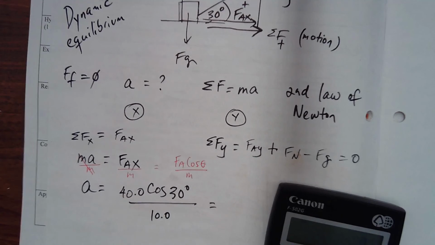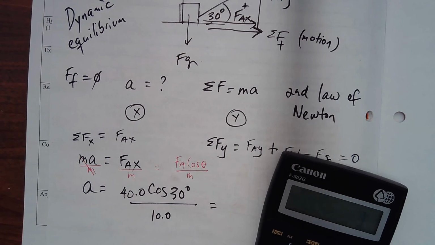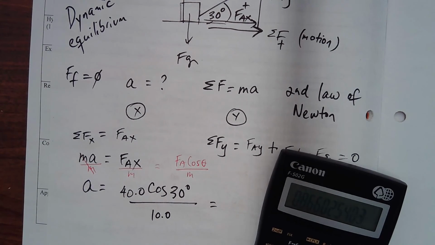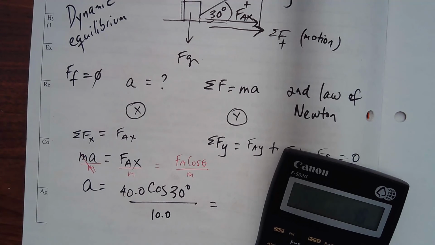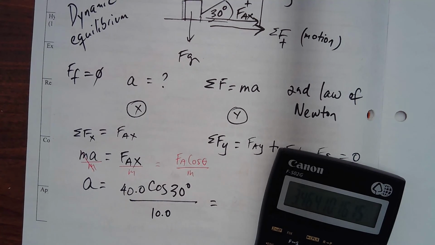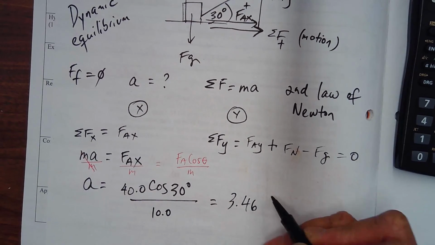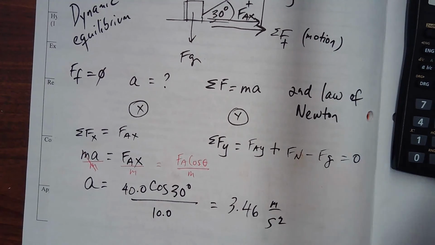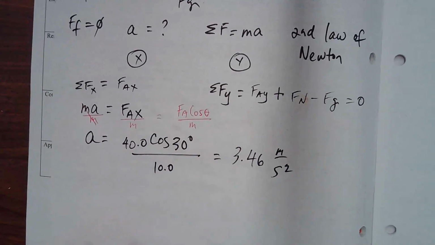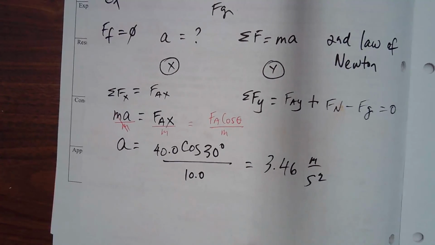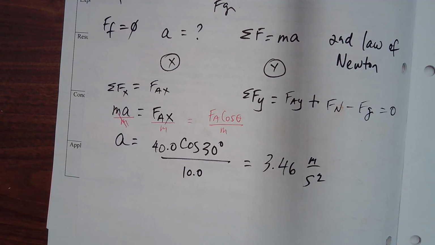Right, let's just double check what you have. Cosine of 30 times 40 divided by 10. And you have 3.46 meters per second squared. Now, just to double check, before I put this final answer in a box, I'm going to check for significant figures now.